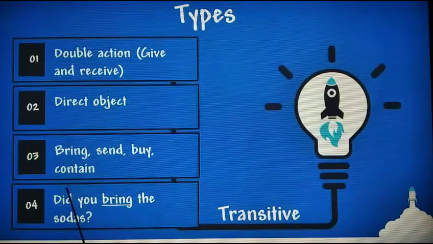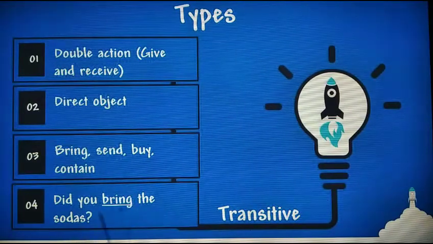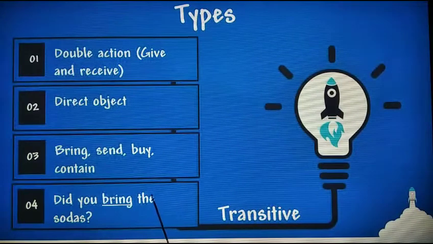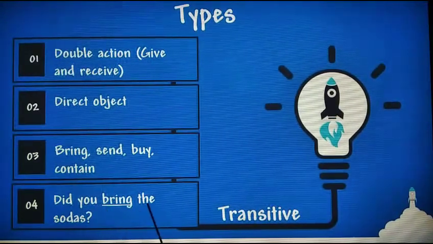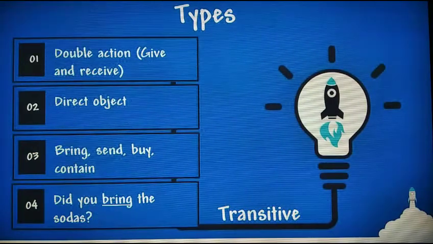For example, did you bring the sodas? We see here that bring has a direct object, sodas. Otherwise, if we remove the word sodas, did you bring, the meaning of the sentence is incomplete without the direct object.